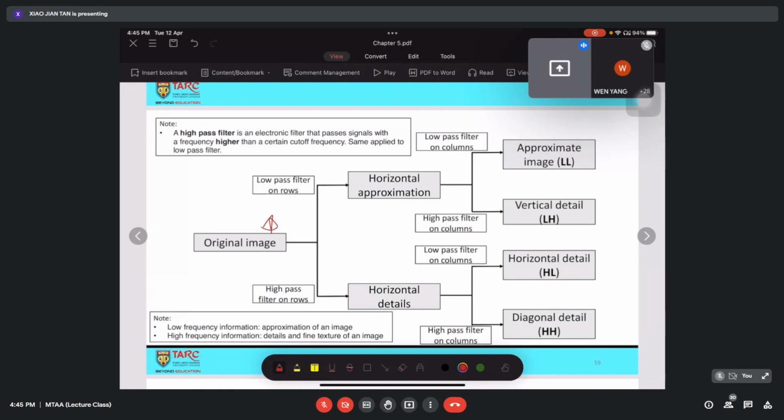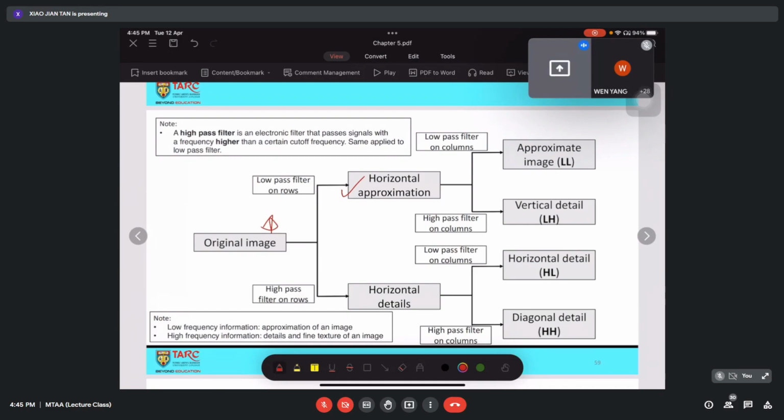So this is the original image. You apply a low pass filter, which means only low frequency can pass through, and high frequency will be removed. So you have a horizontal approximation. Approximation usually refers to low frequency, because you expect something approximate, for example, an approximation of a step wave. You will have something like this to approximate, but not exactly. All the details will be in high frequency.